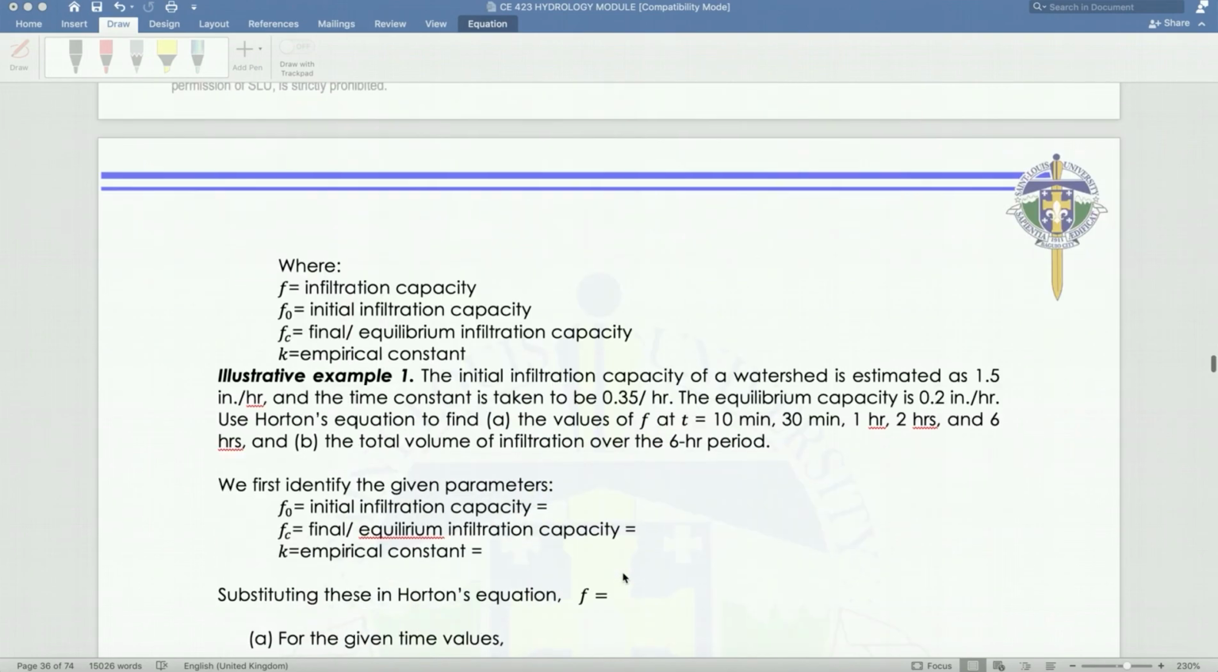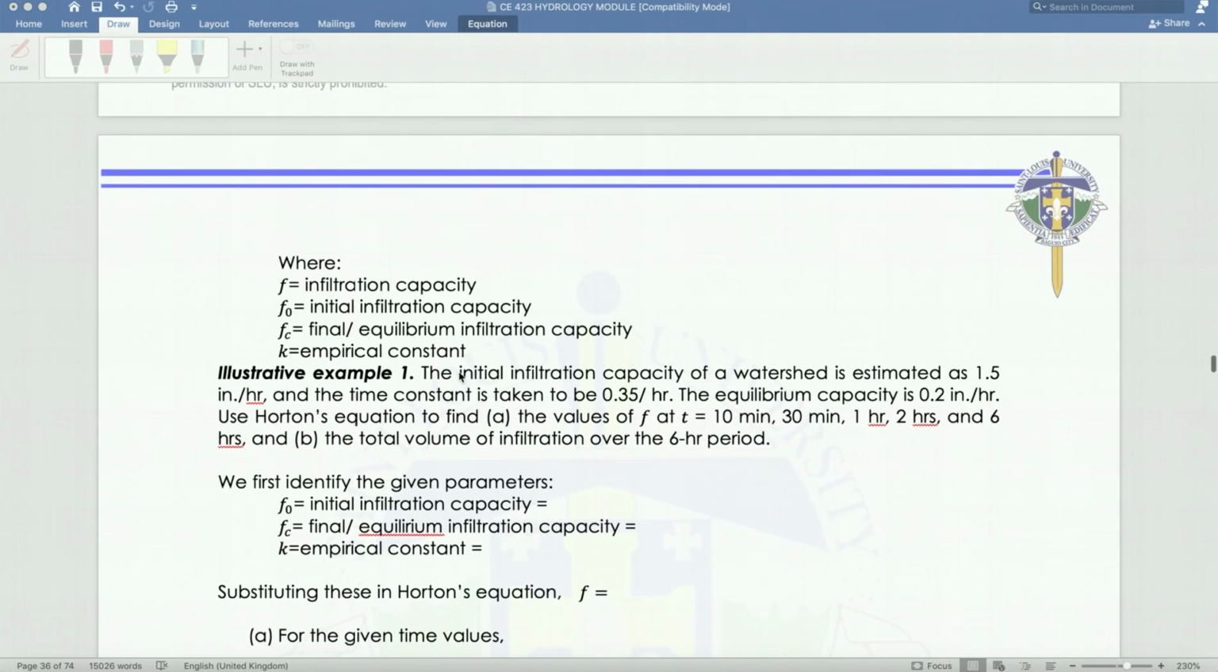So we have here an illustration to demonstrate. The initial infiltration capacity of a watershed is estimated as 1.5 inch per hour, and the time constant is taken to be 0.35 per hour. The equilibrium capacity is 0.2 inch per hour. Use Horton's equation to find, letter A, the values of F at times 10 minutes, 30 minutes, 1 hour, 2 hours, and 6 hours. And letter B, the total volume of infiltration over the 6-hour period.